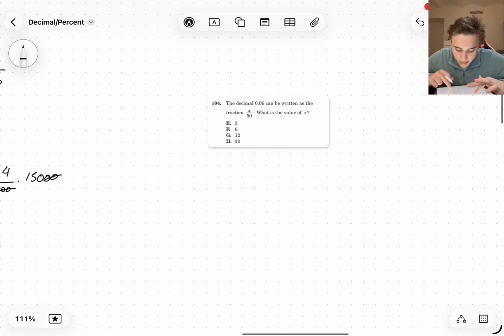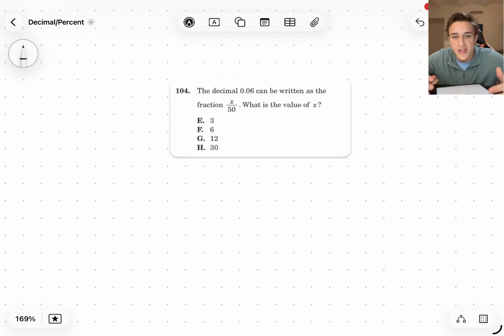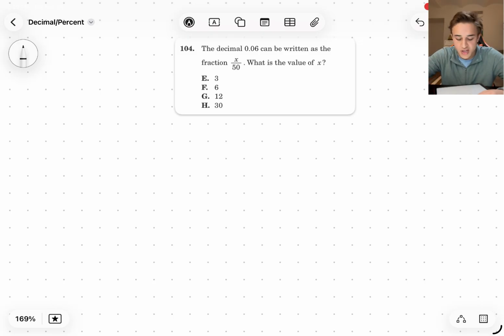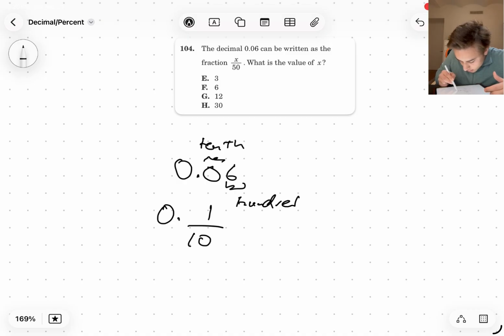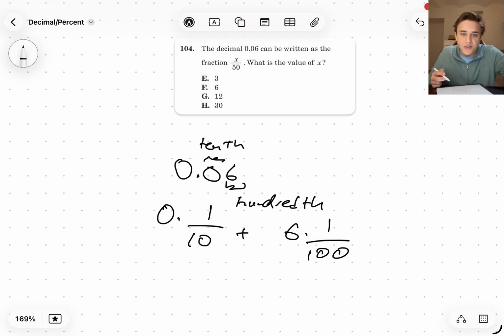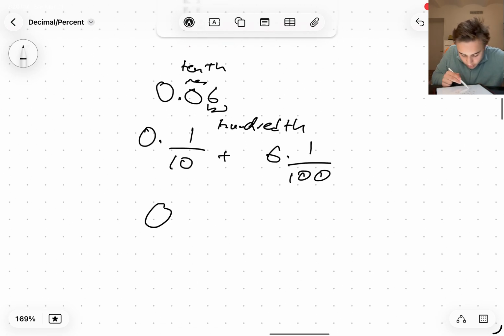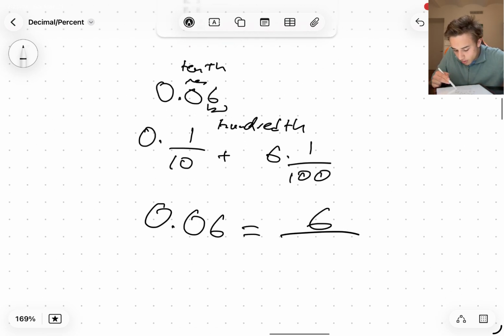So for another question, the decimal 0.06 can be written as a fraction x over 50. What is the value of x? This is sort of just a conceptual question to further understand what decimals are. What 0.06 really is, is 0 times 1/10, because the tenths digit is 0, plus 6 times 1 over 100. Obviously 0 times 1/10 is just 0, so 0.06 equals 6 over 100.